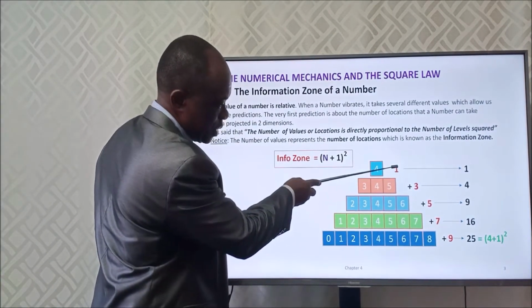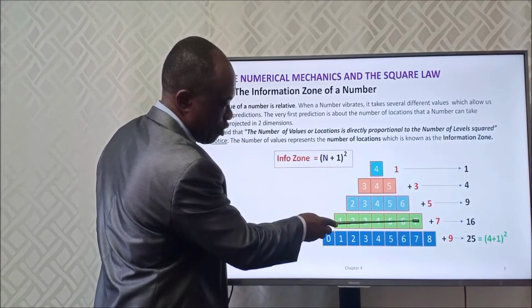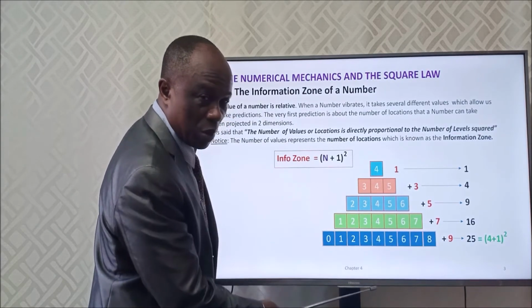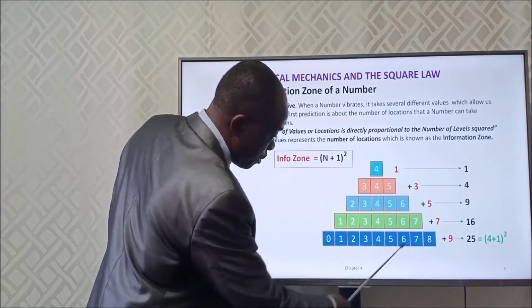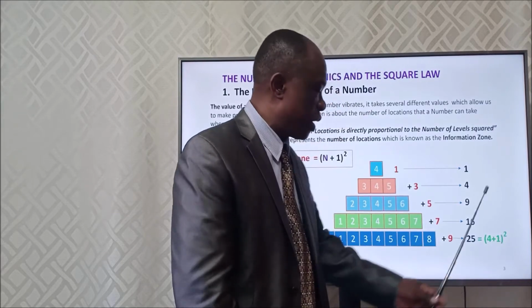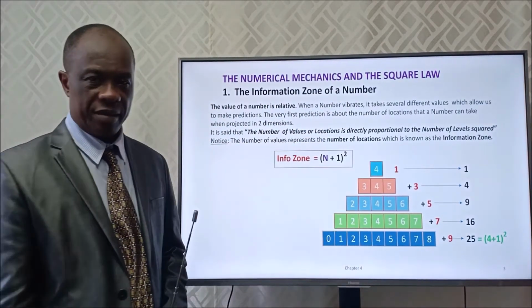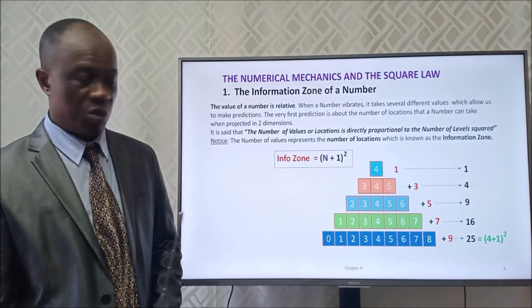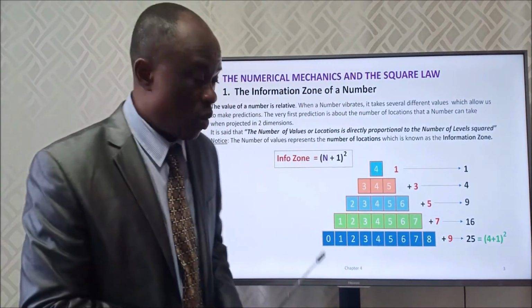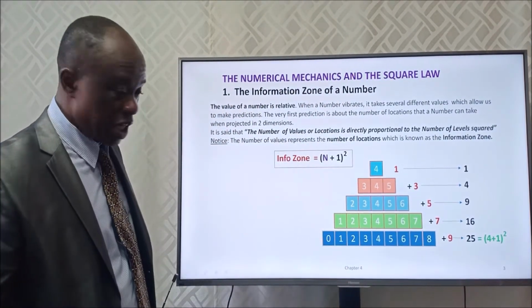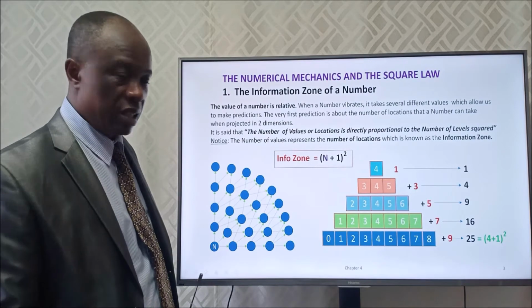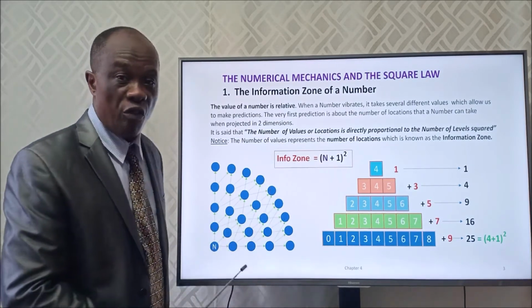Level 0, level 1, level 2, level 3, level 4. So if you sum up all the levels, you have 4 plus 1. So that's why we have 4 plus 1 squared, or n plus 1 squared. So this represents the number of values or of locations where a number will be when it is projected in two dimensions. And that is called the information zone of a number.